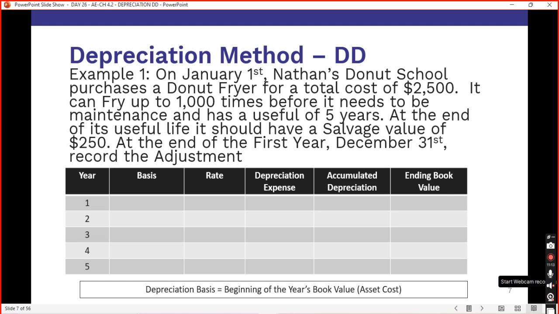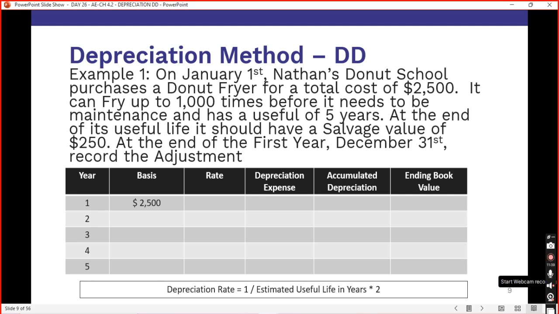The book value would be the asset cost, because whatever you purchased it at, that is what the value is on your books. So the very first year, it should be your asset cost, which we know to be $2,500. That is your beginning of the year book value, and that is your depreciation basis for the first year: $2,500.